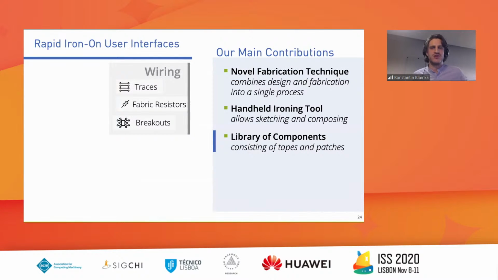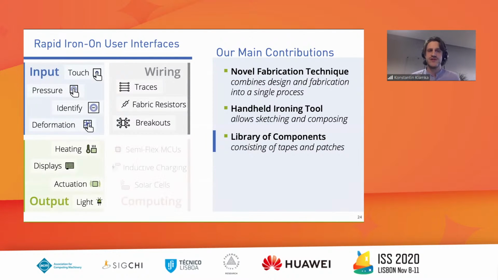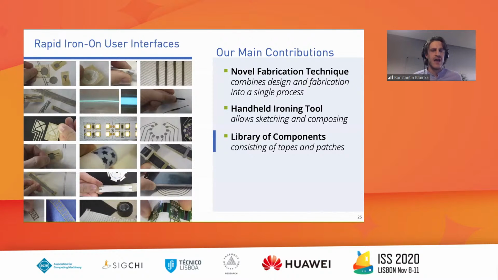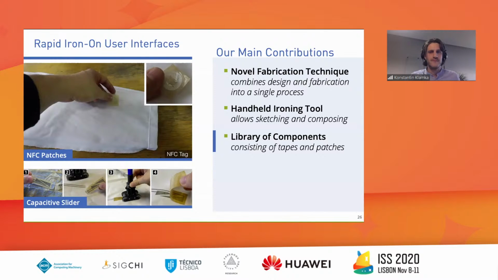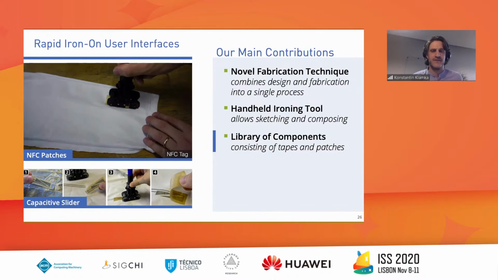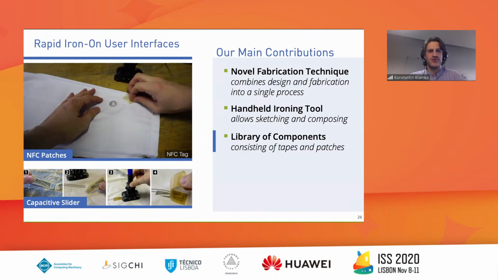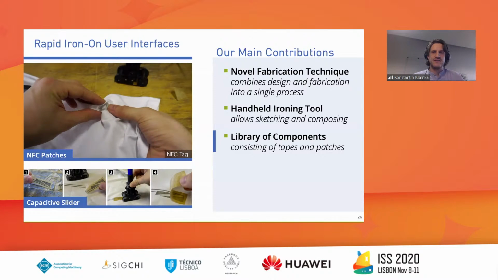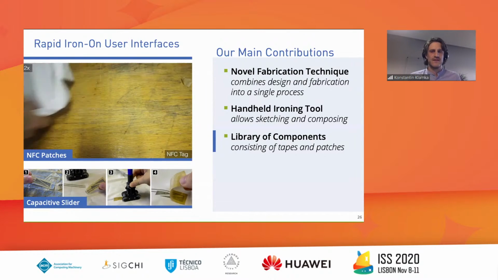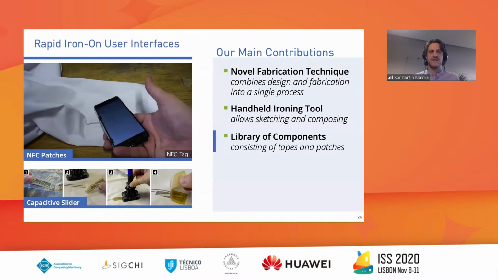So far, we've learned to manage wiring, right? But what about further input, output, and computing components? With our work, we also introduce a comprehensive library of components, which are mostly realized as functional patches to be ironed on in the same manner. So basically, it is possible to integrate prefabricated iron-on patches in a versatile way. For example, a designer can place an identification patch, then iron the tag using our rapid iron-on tool, and finally peel off the protection layer. As you can see in the video, the result is a flexible and strongly connected tag that could be used, for instance, inside a lab coat for access control.